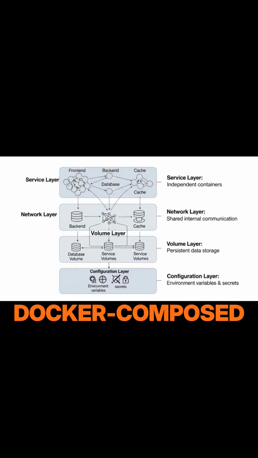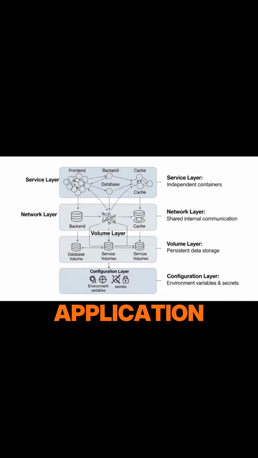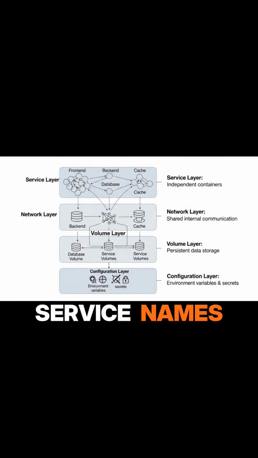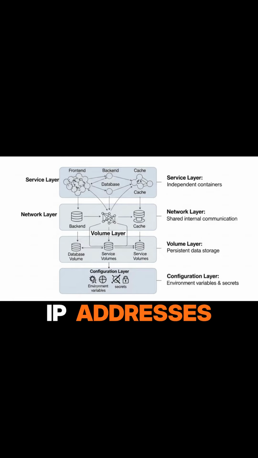At its core, a Docker Compose setup creates a unified application stack where each service runs in its own isolated container but communicates seamlessly. This is achieved through several key layers. First, the service layer defines each component, like your front-end, back-end, or database, as independent containers. Then, the network layer sets up an internal Docker network, allowing these services to talk to each other using simple service names instead of hard-coding IP addresses.